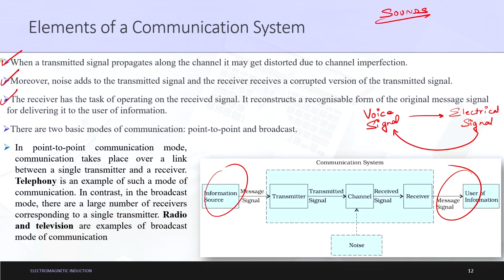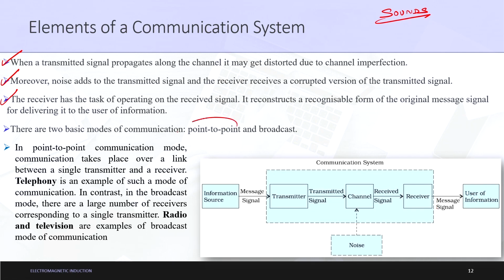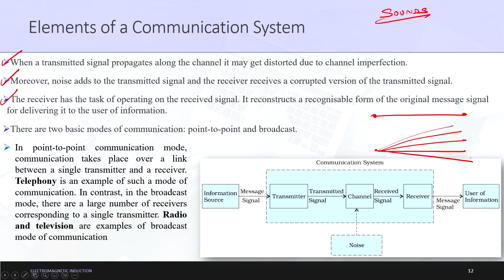Next, there are two basic modes of communication, point to point and broadcast. If you look clearly, you can understand from the line only. Point to point, as in, let us say this is a point, this is a point, you have to pass the information from one point to another point. What does broadcast mean? Broadcast means now there is no point to point. Let us say there is one single source and it is broadcast to many users of information.